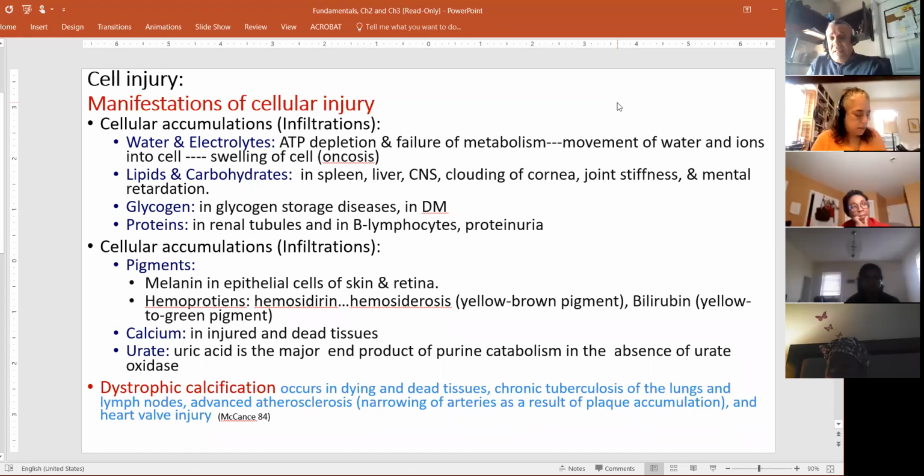Professor? Yes. Are chelating agents only for metals in the body, or are they for other minerals? No, it will be for other minerals too. Yeah, because we will go over this in other systems.